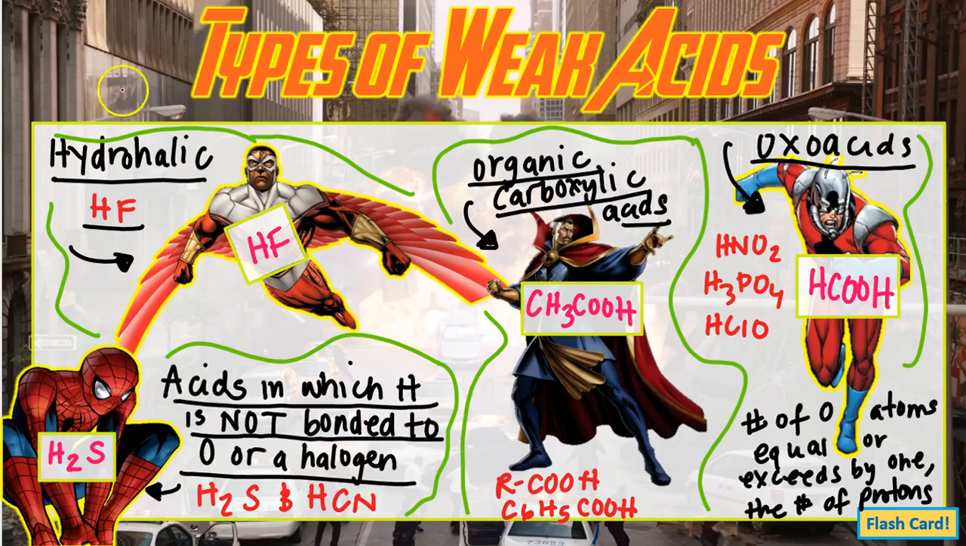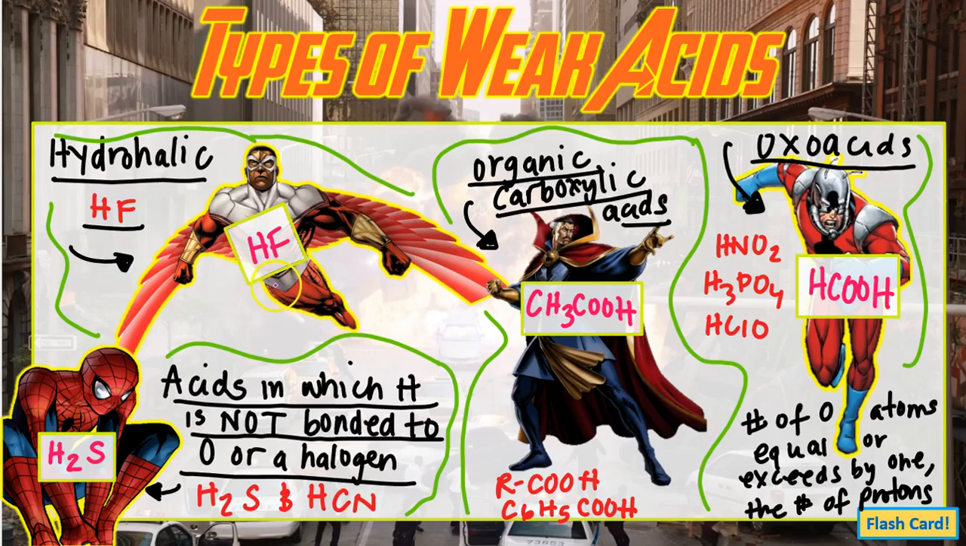So first is going to be the hydrohalic HF, which makes sense because we had the hydrohalic other strong acids, right? And then we were missing one single halogen, which was fluorine. And so we will get into more details as we go along in this lecture about that. But let's go ahead and talk about the hydrohalic HF as one of our weak acids. And one way I represent that is with HF Falcon.